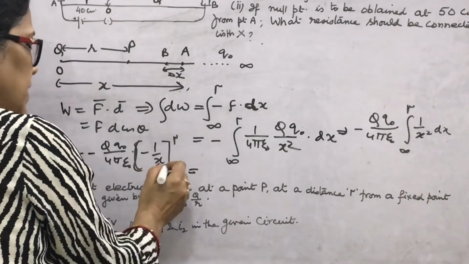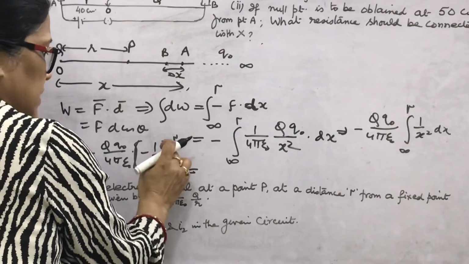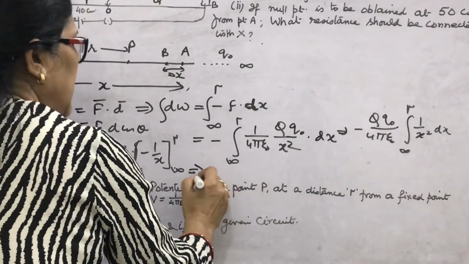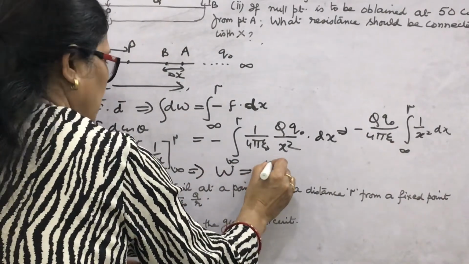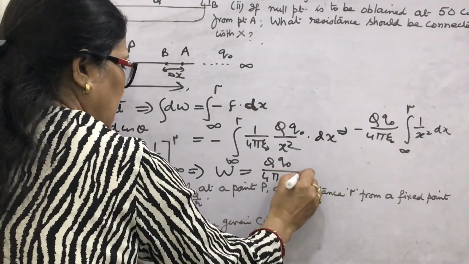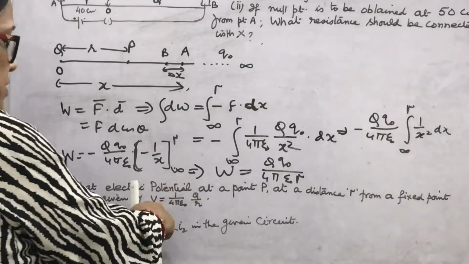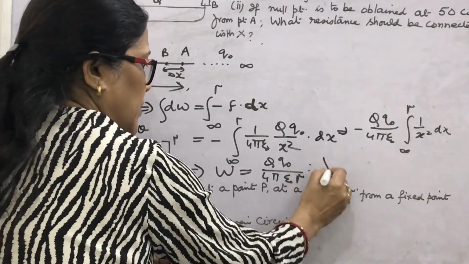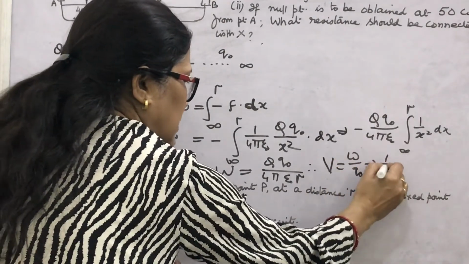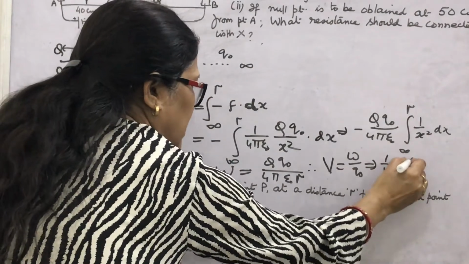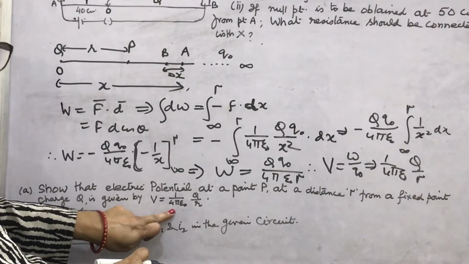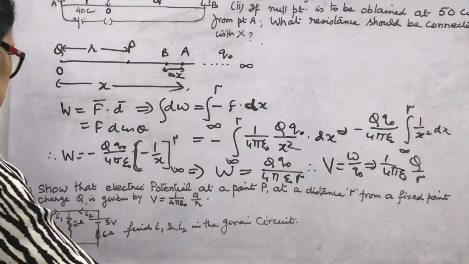Therefore what will you get? 1 upon infinity is 0, and this is 1 by r. This minus minus will become plus. So this work done will be given by q naught q upon 4 pi epsilon naught r. As per the definition of electric potential, V equal to W upon q naught gives the expression 1 by 4 pi epsilon naught q by r, which is desired. Okay. Come to the second part.